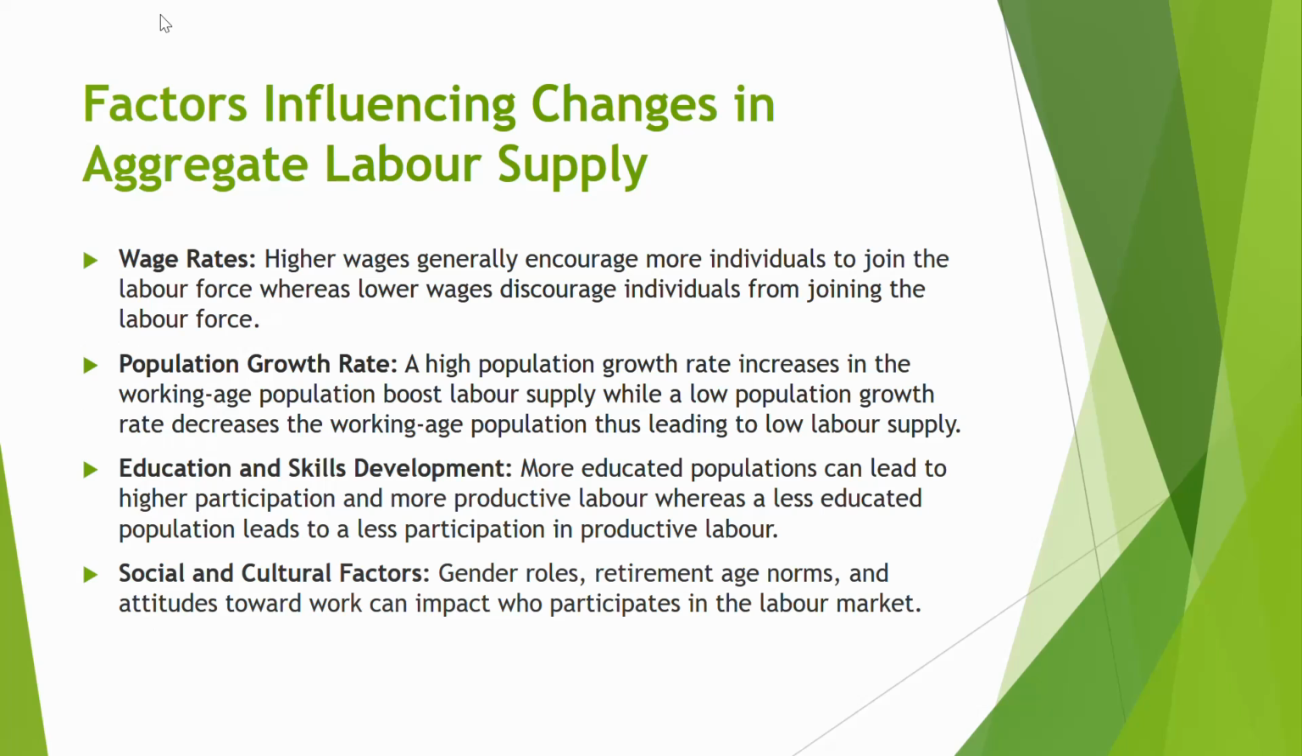Then population growth rate. A high population growth rate is going to increase the working age population, thus boosting the labor supply, while a low population growth rate is going to decrease the working age population, thus leading to a low labor supply. Then education, skills and development. A more educated population can lead to higher participation and more productive labor, whereas a less educated population leads to less participation in productive labor.